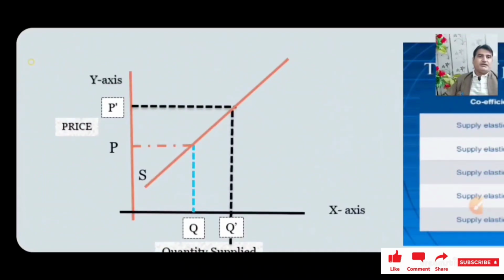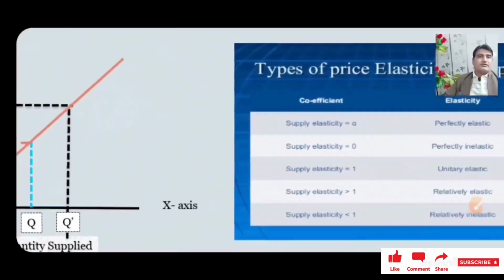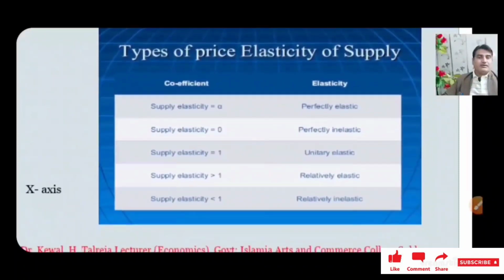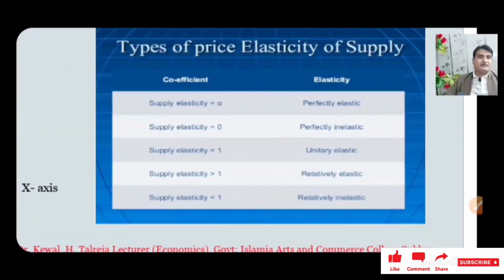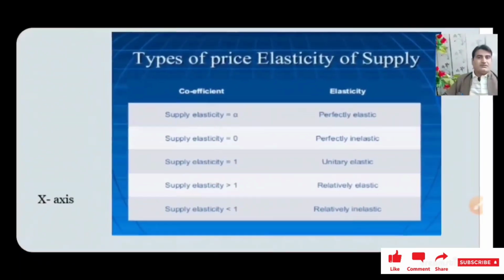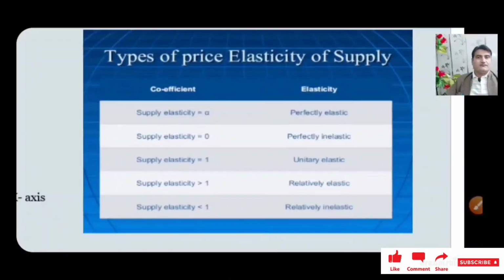For example, when the price is OP, the quantity supplied is OQ. When the price increases from OP to OP dash, the quantity supplied increases from OQ to OQ dash. However, the increase in quantity supplied is less than the change in price. When the coefficient of elasticity of supply is infinity, the supply is said to be perfectly elastic. When the coefficient is 0, it is perfectly inelastic.